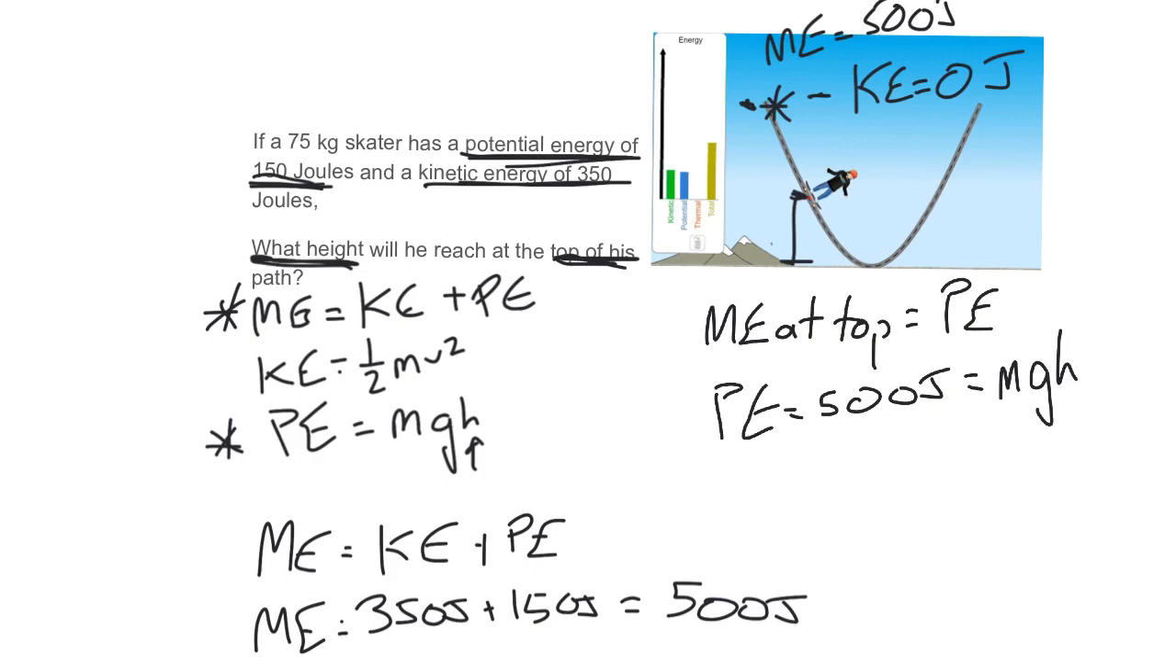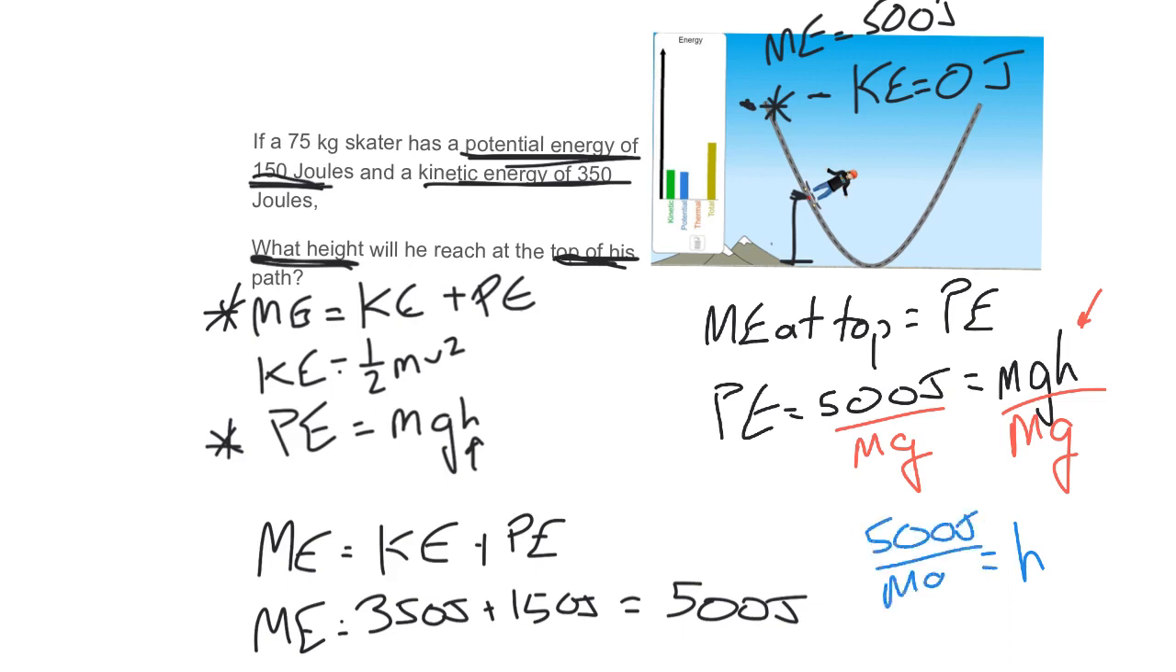Here we go. Now we're going to do some substitutions on here, some moving around of our variables. So we're going to divide both sides by mg. We're trying to get h all by itself. Divide both sides by mg. And what I'm left with here is h equals 500 joules divided by mass times acceleration due to gravity.